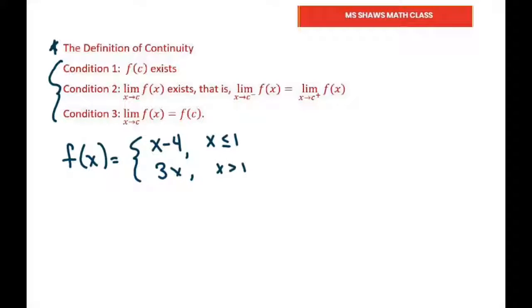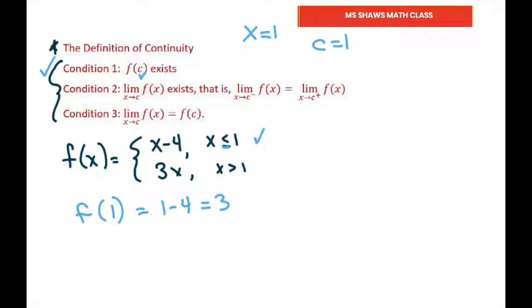We're testing for x equals 1. That means that's your c. c is 1. So we're going to see if we even have an f of c. So we plug in f of 1. Now we have to plug it into this upper portion because that's where it equals 1. So that's going to equal 1 minus 4, which equals negative 3. So condition 1 is satisfied.